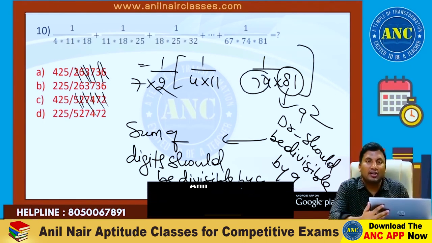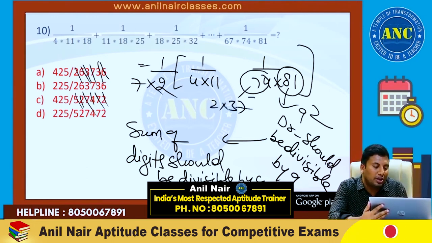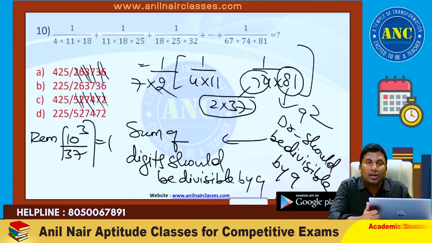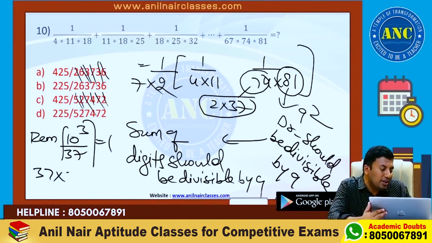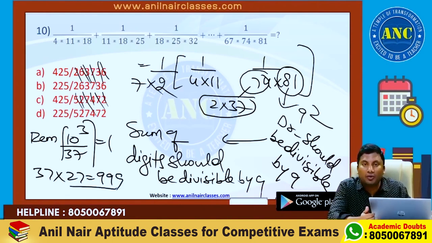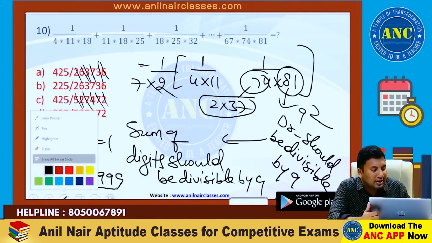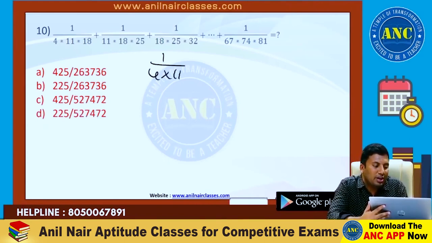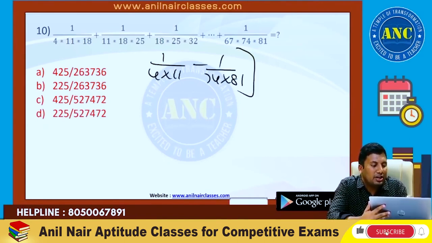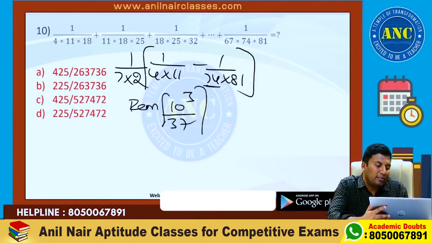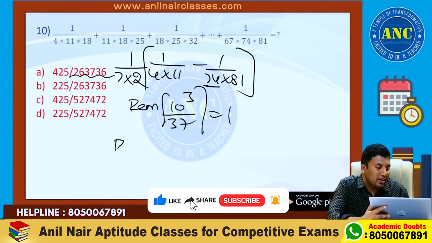Next one, 74. 74 is nothing but 2 into 37. Remainder 1, 10 cube by 37 is 1. 10 cube is 1000. 37 into 27 is 999. So remainder 1. So 10 cube divided by 37 is 1. Now, listen carefully. So what is the answer which I got? 1/4 × 11 minus 1/74 × 81, 1/7 into 3 numerical values will become 10. 74 is nothing but 2 into 37. 10 cube divided by 37 is 1. Let me take this value.